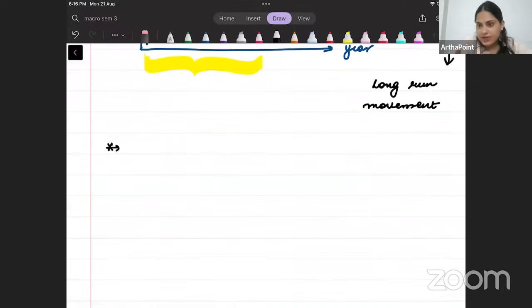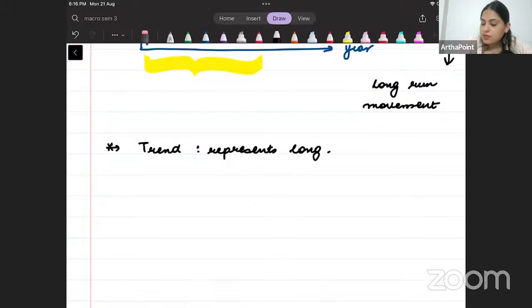This is important for any graph. As I told you, we don't have to remember one particular graph because these are just empirical data. But you should understand how to read a graph in general. So we can say that there is a trend, and a trend represents long run situation.